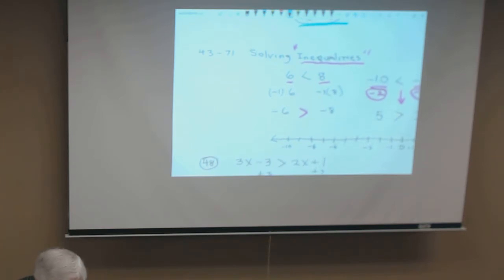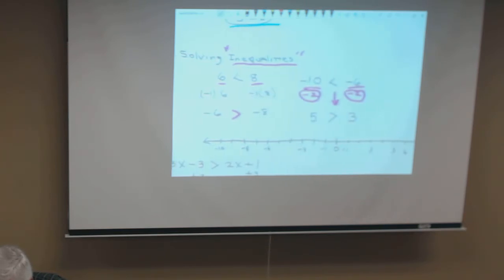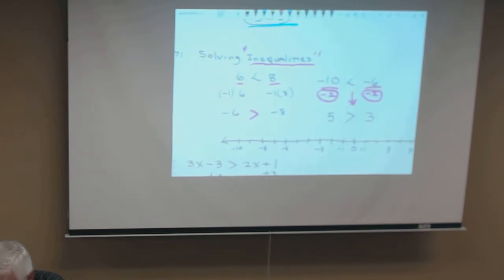Number 43, solving inequalities. Okay, where's the rule? 6 is less than 8. Everybody agree with that? 6 is less than 8. Let's multiply both sides by -1. I don't know why I didn't put that in parentheses. -1. There. So, -1 times 6 is -6. Go back to blue. And -1 times 8 is -8.